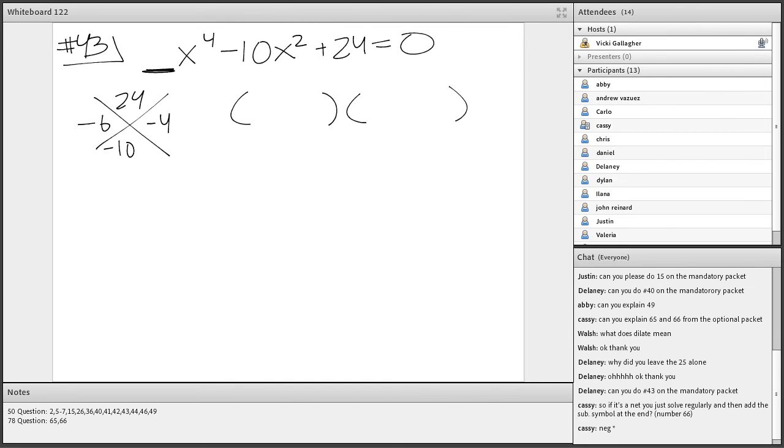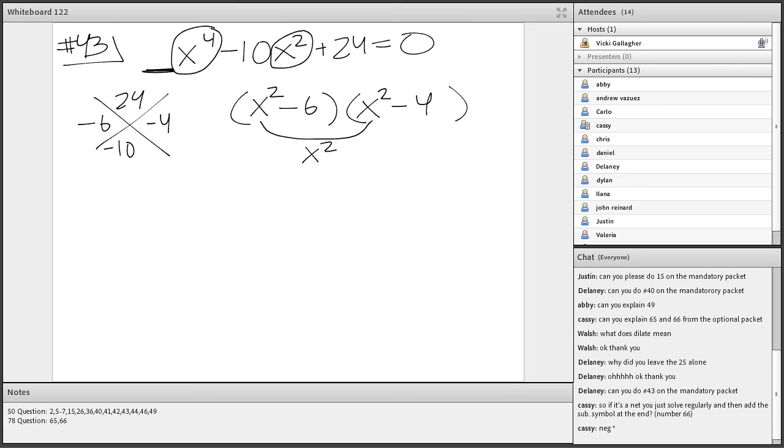However, I cannot start my parentheses with an x, because an x times an x only makes x squared, and if we look at the problem, my first thing was an x to the 4th. So if your first thing is an x to the 4th and your middle term is an x squared, you actually want to start both of your parentheses with an x squared. So x squared on both. And then I would put my -6 and my -4.